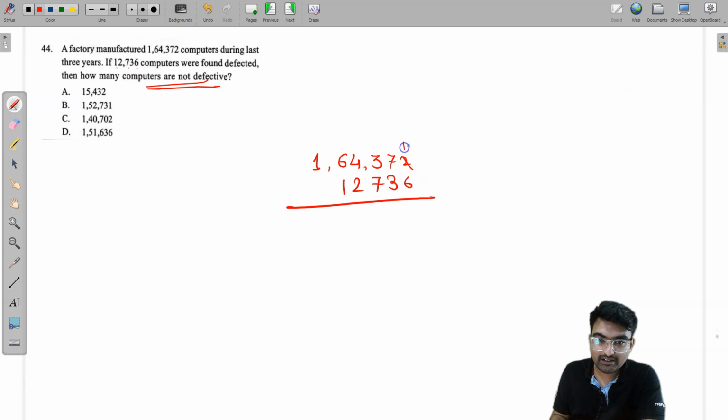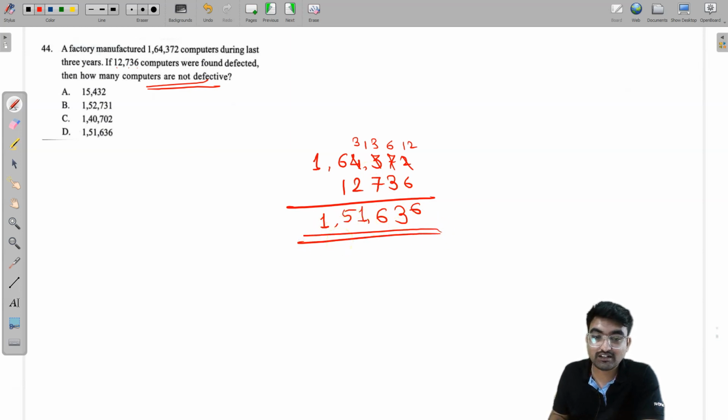So subtract that, 12 minus 6 will become 6. Again 6 minus 3 will be 3. Now this 3 again we cannot subtract, so 13 minus 7, that is 6, and instead of 4 here will be 3. 3 minus 2, again 1, and this 6 minus 1, 5, this one as it is. So the number of good computers, that means not defective computers, is 1,51,636. That is option number D.